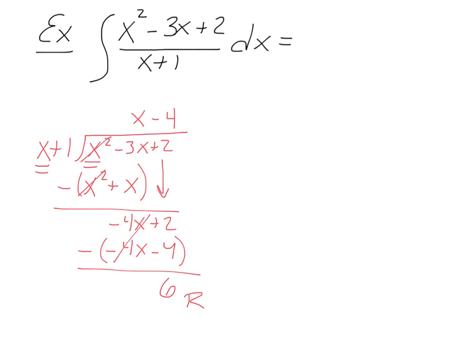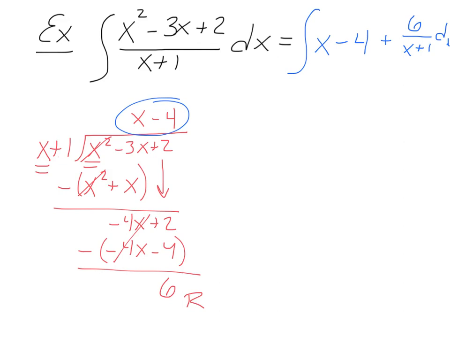And so what that means is that this integral can break up to x minus 4, which is what I have on the top of my division. And then plus, it's going to have a remainder of 6 divided by what I was trying to divide into it, which is x plus 1. Okay, that's a dx there. That's how this fraction would break apart with long division.